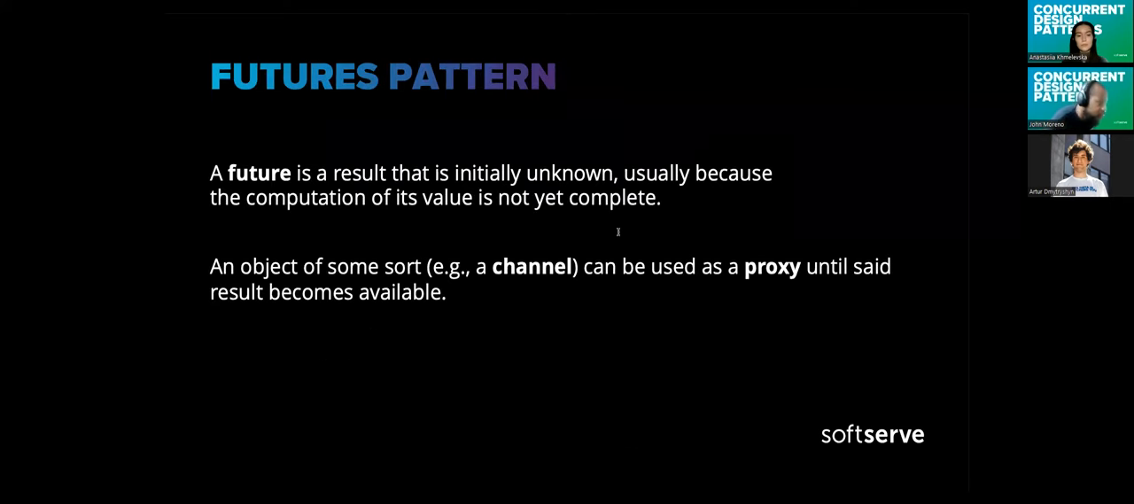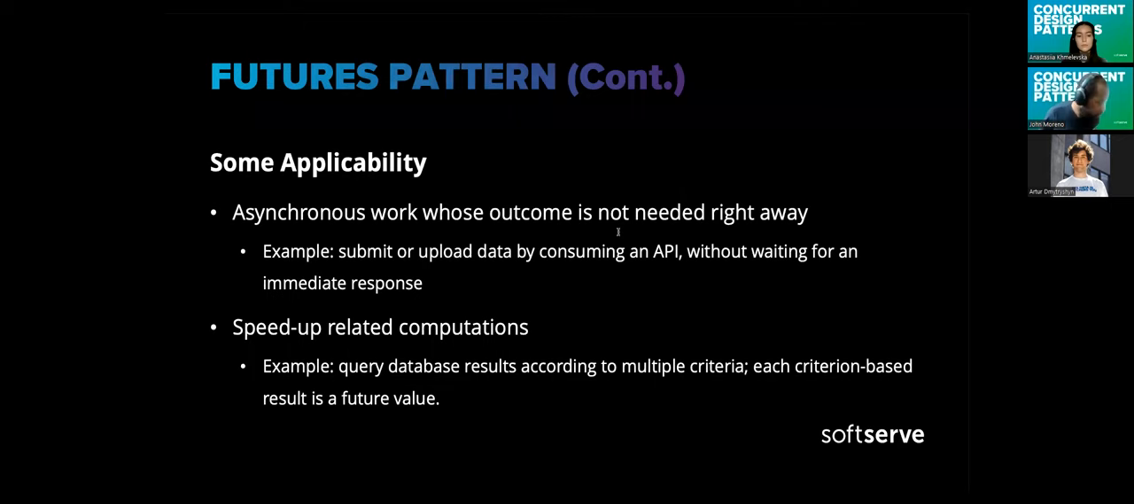So the first pattern I'm presenting is the futures pattern. A future is a result that is initially unknown, usually because the computation of its value is not yet complete. And an object of some sort, in this case a channel, can be used as a proxy until said result becomes available. There are multiple applications to this pattern. For example, you can submit or upload data by consuming some API without waiting for an immediate response. And you can also query a database result according to multiple criteria, where each criterion-based result is a future value.